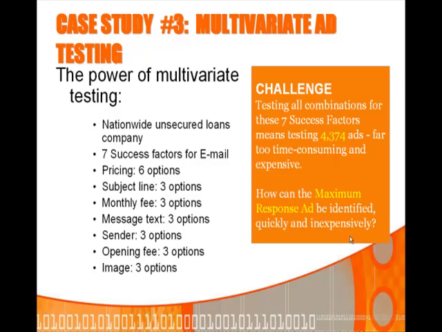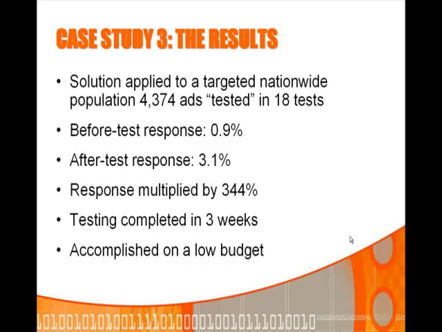This is why multivariate testing can dramatically and relatively quickly increase a company's conversion rates by 100 or even 300%. The results speak for themselves. In as little as 3 weeks, this loan company multiplied their response rate by 344%, from a disappointing 0.9% to an above-average conversion of 3.1%.